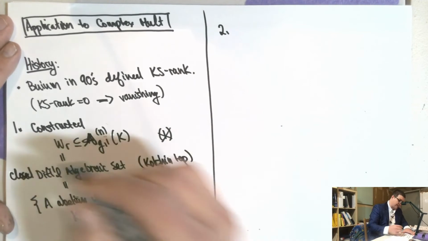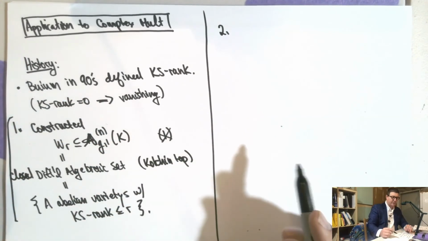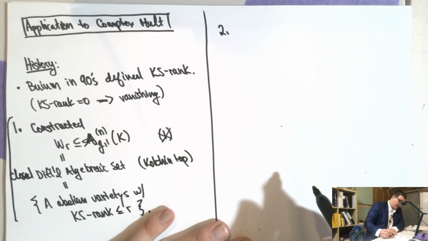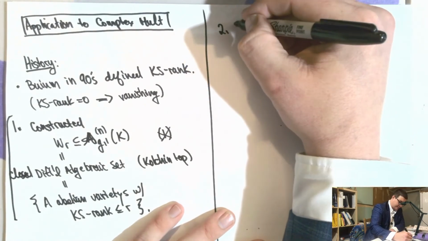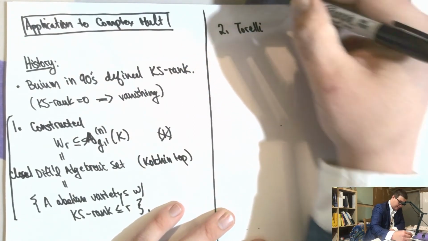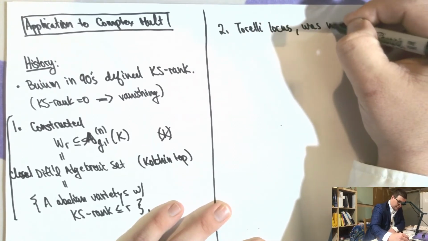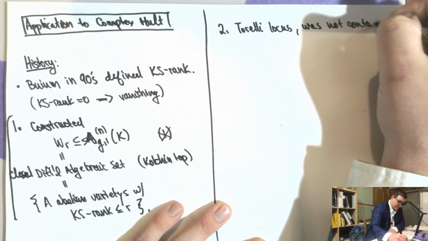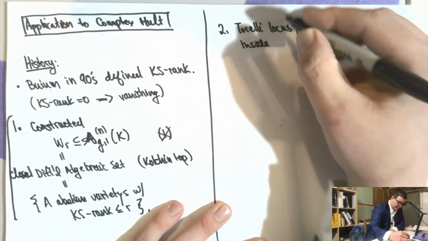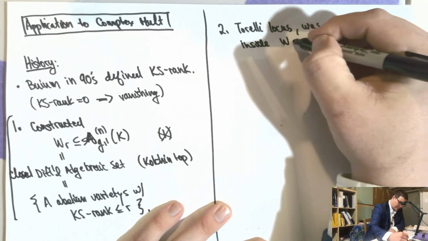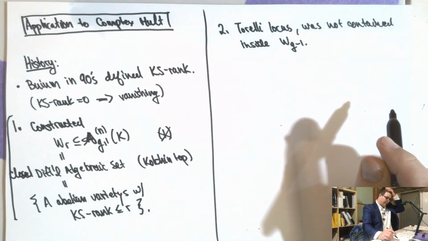And then, this is one of many results in this series of papers. The series of papers is Geometry of Differential Polynomial Functions 1. Then he showed that the Torelli locus was not contained inside W_{g-1}. So this is the ones that were of rank g-1.